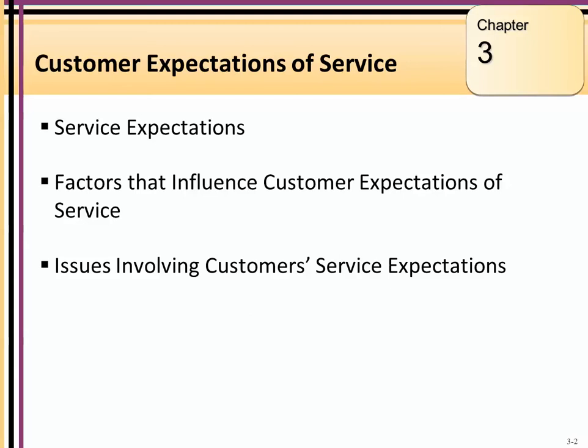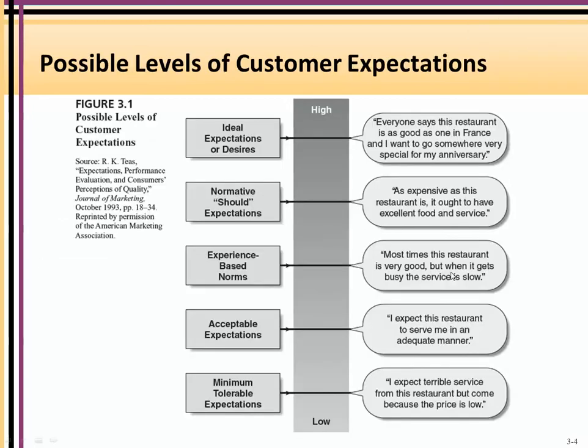This relates to decisions firms need to make in terms of what level of quality of service is offered to the customer. A lot of it depends on their competitors. A lot of it depends on what expectations customers have, and how customers arrive at certain expectations of service. As we can see in Figure 3.1, there's a range of possibilities: a high level of customer expectations versus a low level.